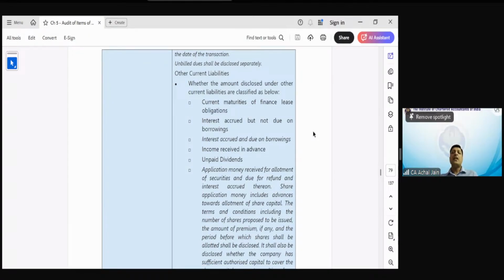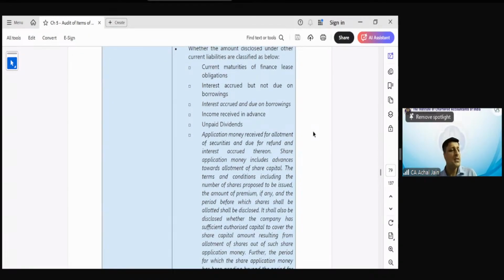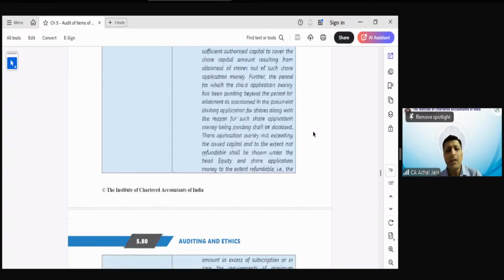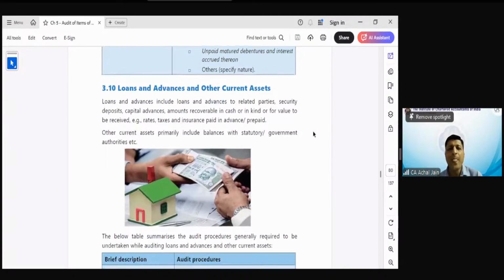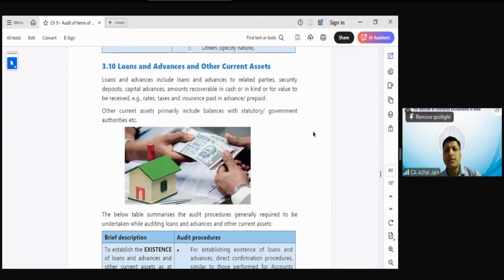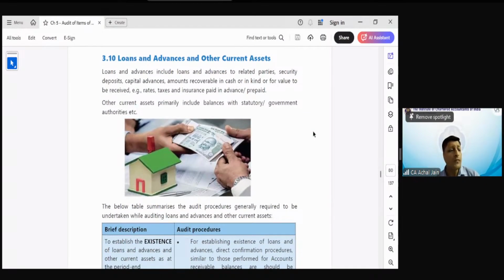Okay. Then in respect of other current liabilities, for different types of liabilities there could be different types of disclosure requirements. But of course, some of them are given here, which need to be taken care of by the auditor. All right, so with this, we are through with trade payables as well as other current liabilities.